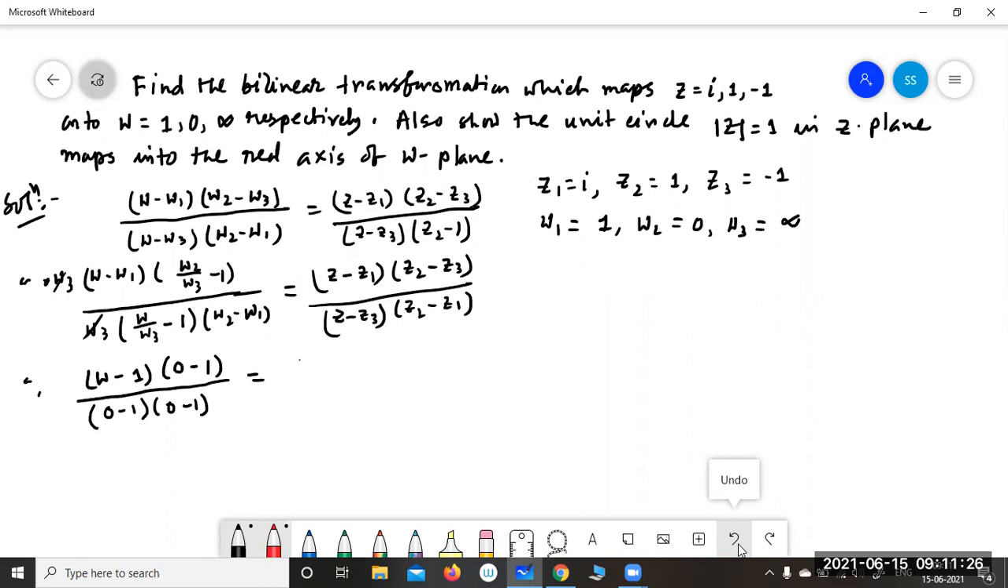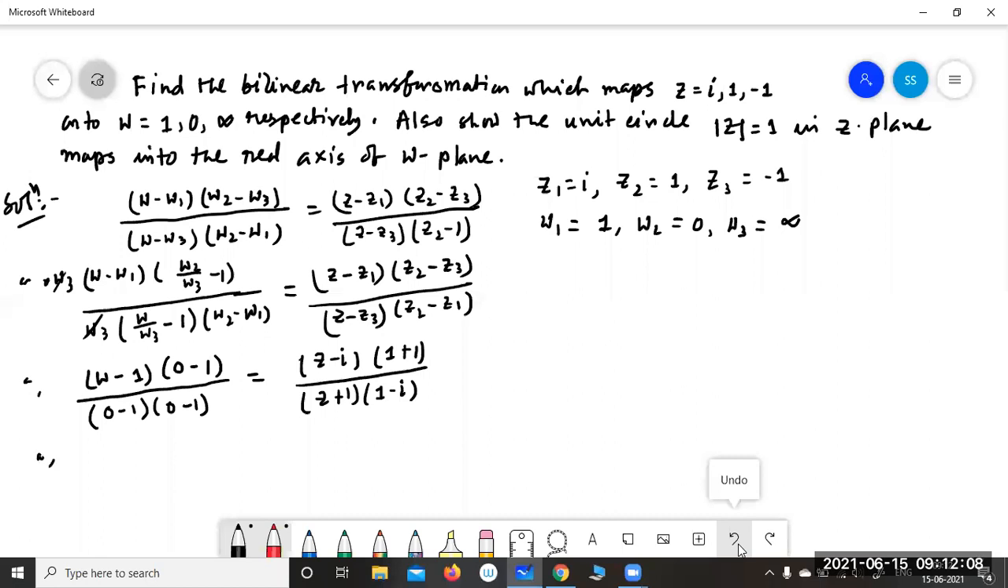That is equal to Z minus Z1, that is Z minus I into Z2 means 1 plus 1 is equal to Z minus Z3. That is Z minus Z3 means the 1. So Z plus 1 into Z2 minus Z1, that is 1 minus I. Here, in both of the cases W2 by W3, as the value of W3 is equal to infinity, something by infinity is 0, we are directly putting it here. Because we cannot put infinity as a value directly, so we are taking it as W2 by W3 in this form. So something by infinity is 0, we are putting this here.